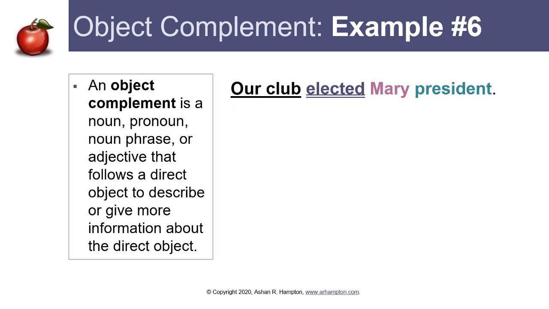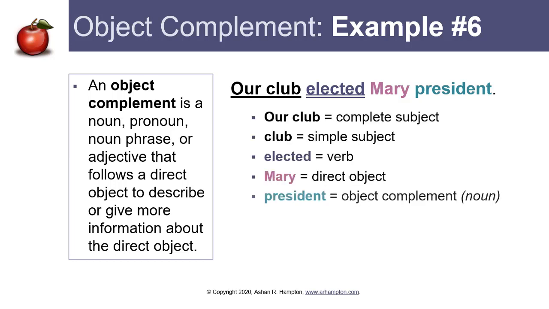Example number 6. Our club elected Mary president. Our club is the complete subject. Club is the simple subject. Elected is the verb. Mary is the direct object. President is the object complement, which is a noun.